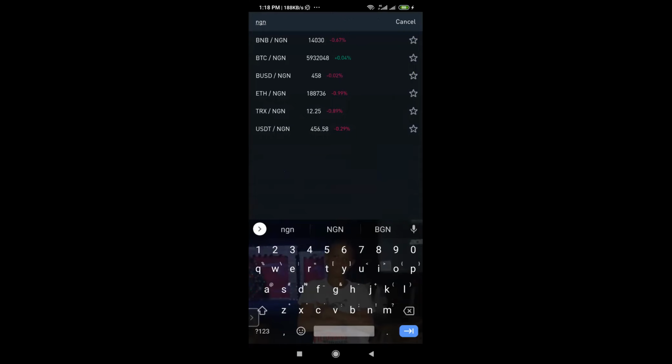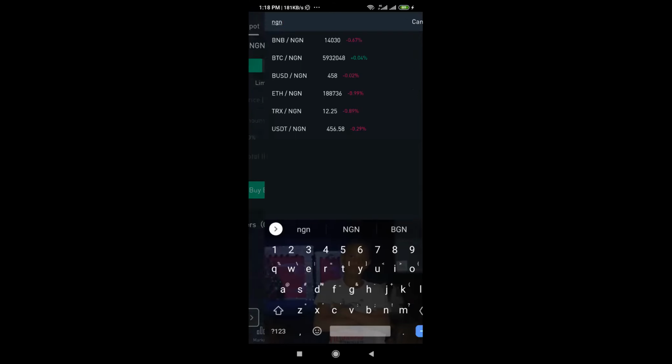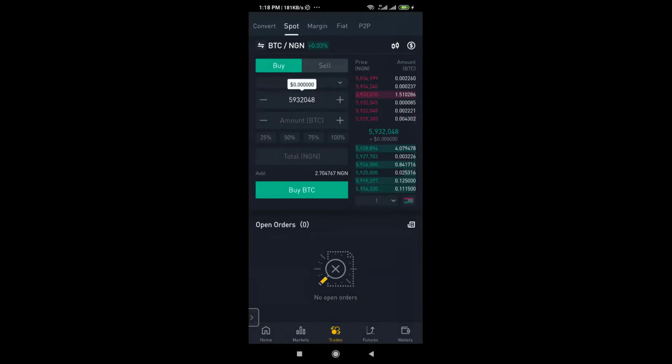I'm seeing USDT naira. I'm seeing TRX, that's Tron. So I can buy BNB with naira. I can buy 1,000 naira worth of BNB. I can buy 1,000 naira worth of Bitcoin. I can buy 1,000 naira worth of Ethereum or Tron or even USDT. Okay. So let's say I want to buy BTC. I just click on BTC here.